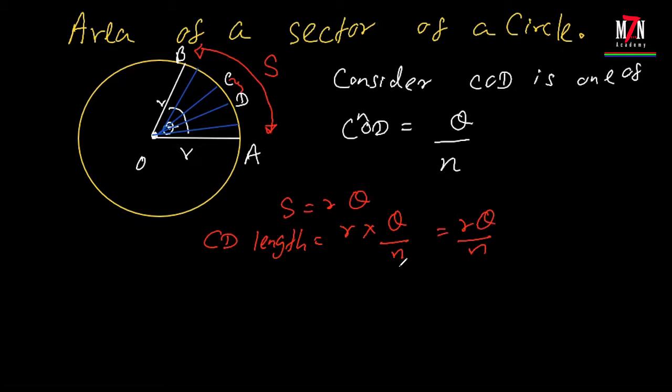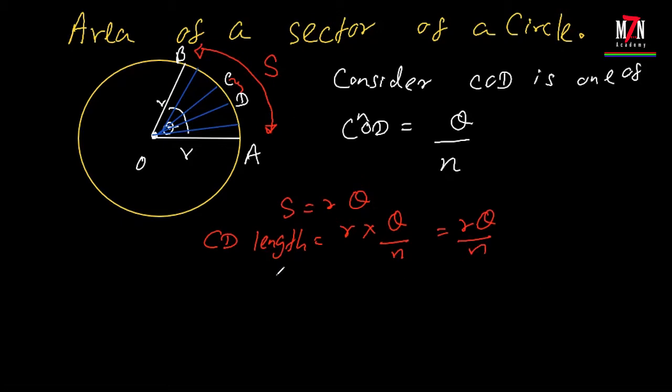Then we can consider CD as a segment of a straight line, right? Then CD will become a smaller straight line. Then what will happen? Then COD will become a triangle. COD will act as a triangle.